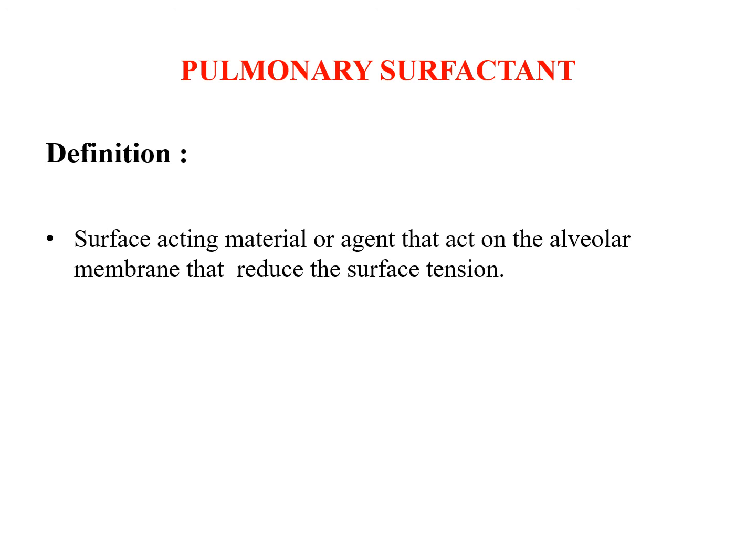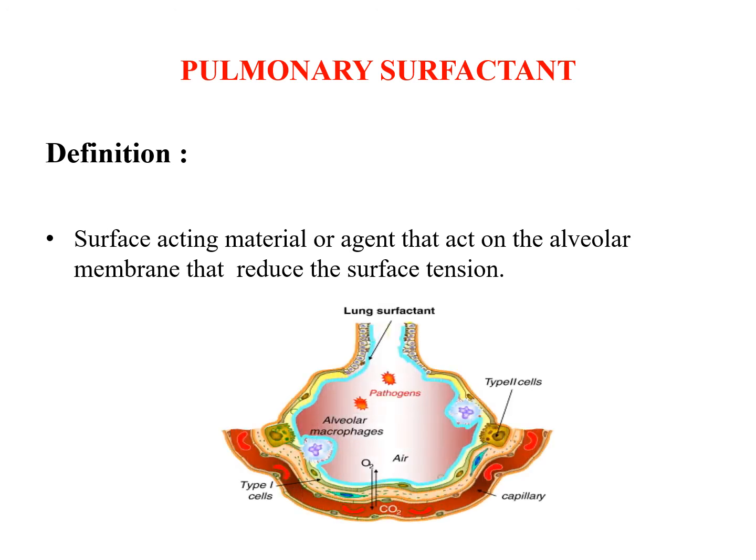Then what is surfactant? It is defined as a surface acting material or agent that acts on the alveolar membrane and reduces the surface tension. Here three important words are present. One is surface acting material or agent, that we call surfactant. Here the blue colored layer is the surfactant, and this is the alveolar membrane. It reduces the surface tension. What is surface tension? The tension developed on the surface of the alveolar membrane we call alveolar surface tension.